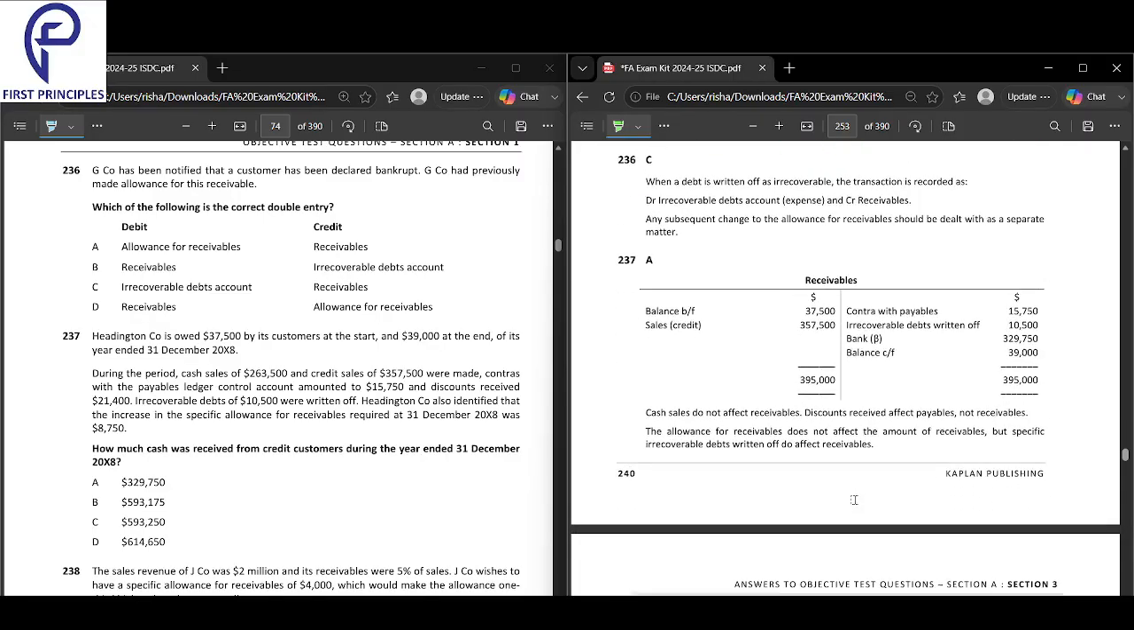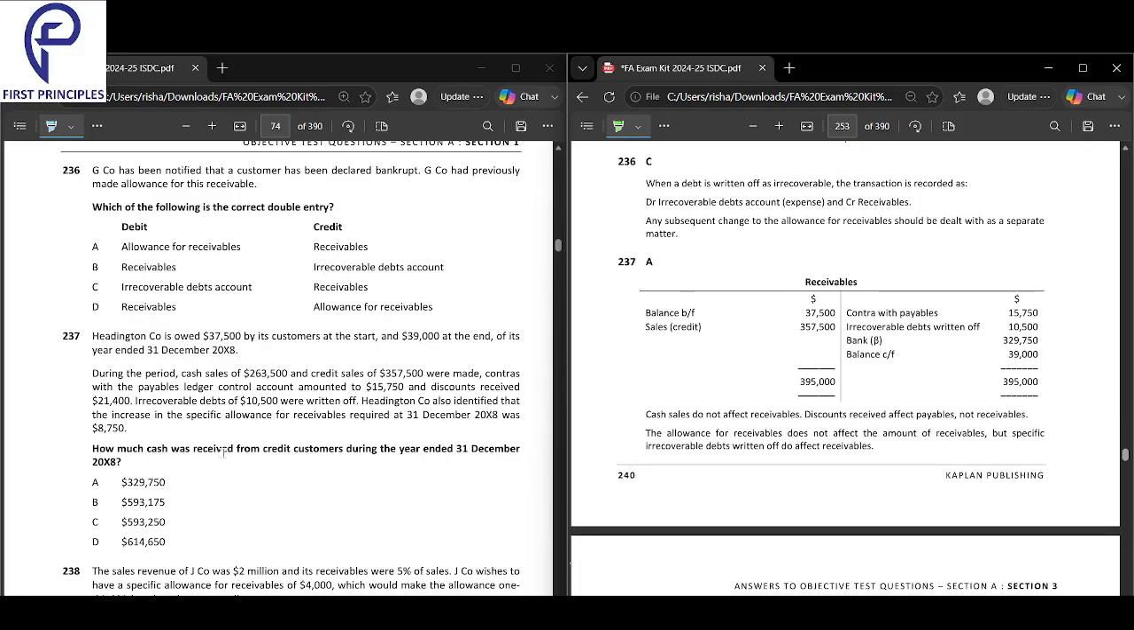Okay, let's do the next one here. What do they want? Which of the following is the double entry? So let's look at the double entry. What is the double entry over here? So firstly, we'll look into the double entry.